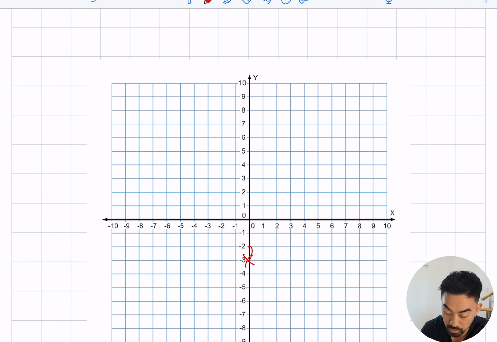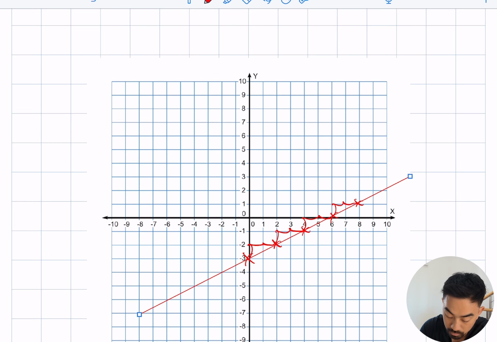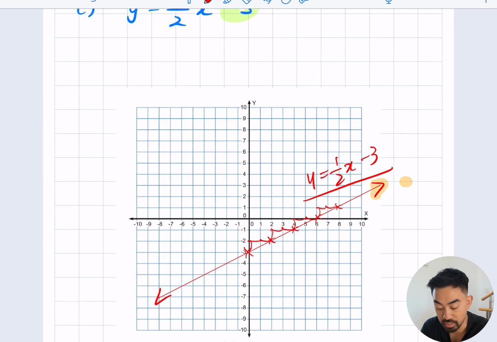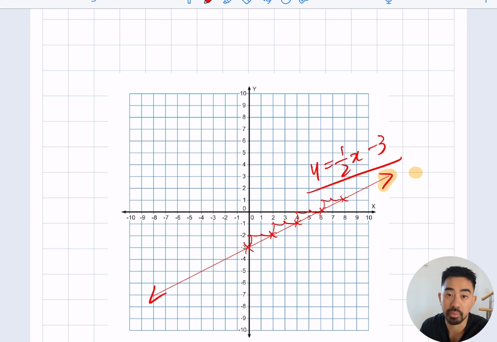Rise 1, across 2, put x, rise 1, across 2, put x, and repeat. And as you can see, I've got a straight line here to connect the dots. So that is done. So y is equal to half x minus 3. Now, a quick trick you can tell if you've done this wrong is if your x's don't line up, then you've made a mistake. So just be careful when you do that.